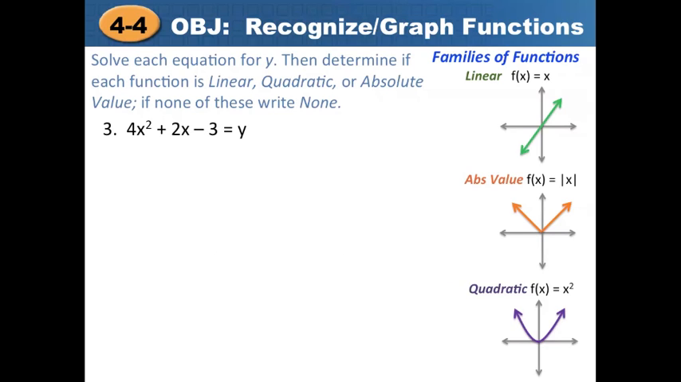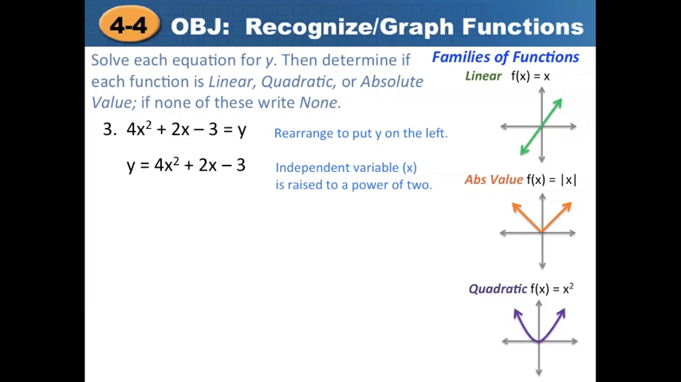Example number 3. We have 4x squared plus 2x minus 3 equals y. It may be helpful to rearrange the equation and put the y on the left-hand side. So we'll write it y equals 4x squared plus 2x minus 3. We can see in this problem the independent variable is raised to a power of 2. The 4x squared term makes this a quadratic function.